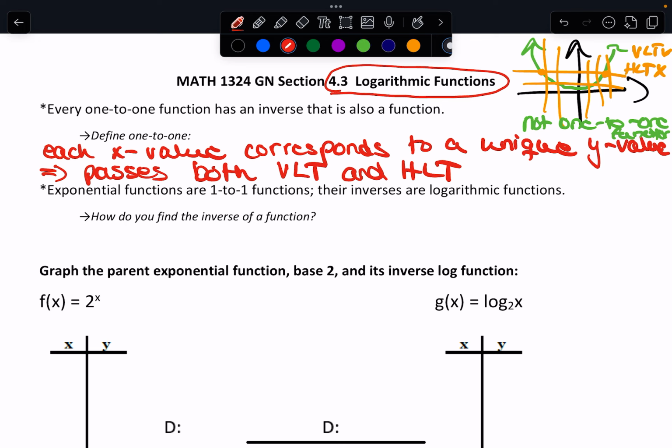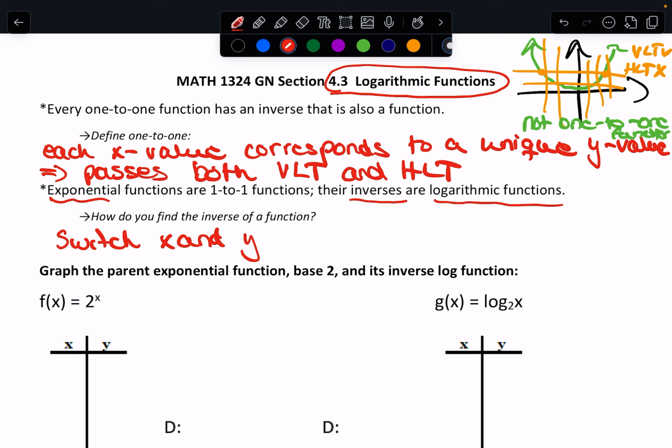Okay, next, exponential functions are one-to-one functions. Their inverses are the log functions. So how do you find the inverse of a function? What we do is we switch x and y and solve. And then what we do is we exchange domain and range.